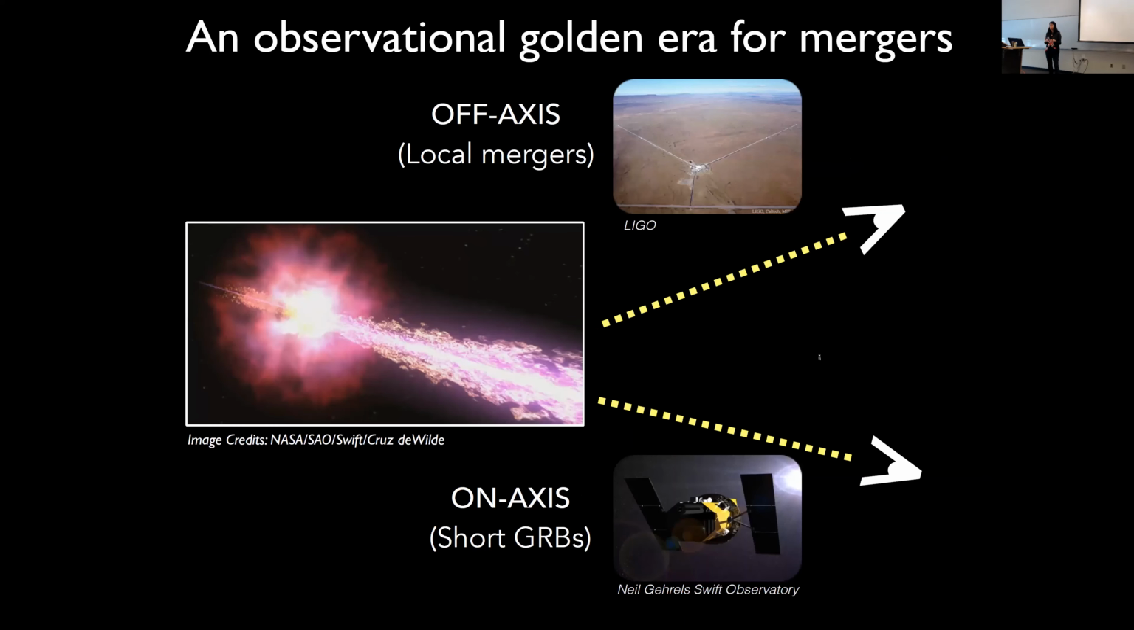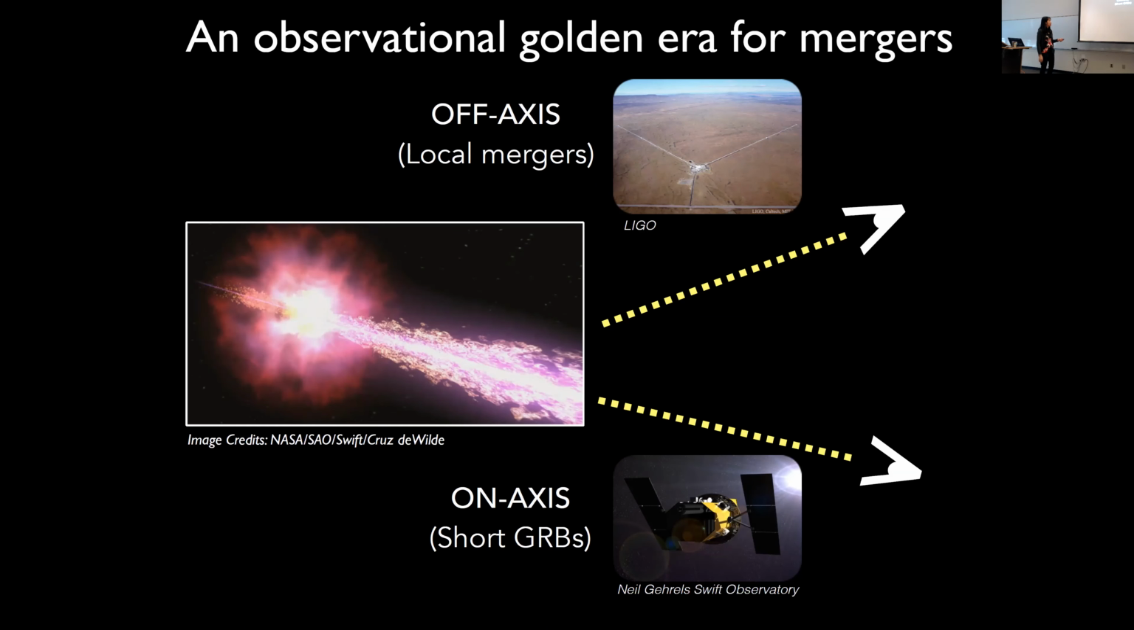So this is really an observational golden era to make progress on some of these questions. This is an artist rendition of a gamma ray burst. You can see if you're staring down the barrel of the jet, we've been sensitive to these on-axis short gamma ray bursts for a couple of decades now. The latest workhorse for localizing and detecting these is NASA's Swift satellite. It has been in orbit since 2004, so it's now a 15-year anniversary.